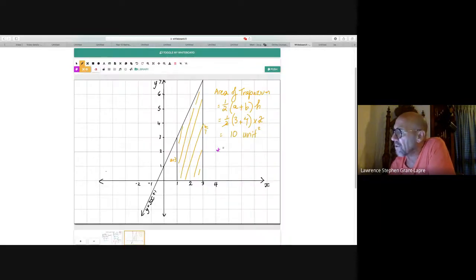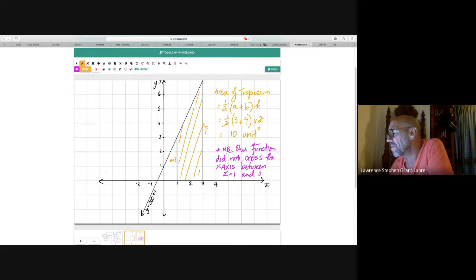And it's important to note that our function, our linear function, did not cross the x-axis between 1 and 3. It's important to note that because this is important when we're doing area and definite integral. It's important to keep in mind that we're dealing with the area. The whole function is above the x-axis. It didn't cross over. And we'll look at another lesson where that actually does.